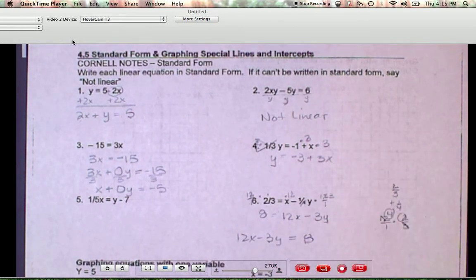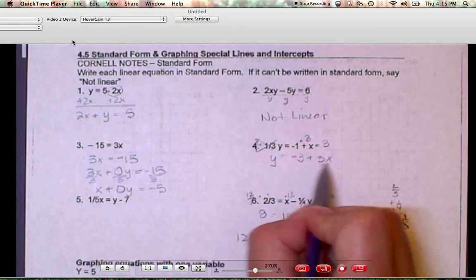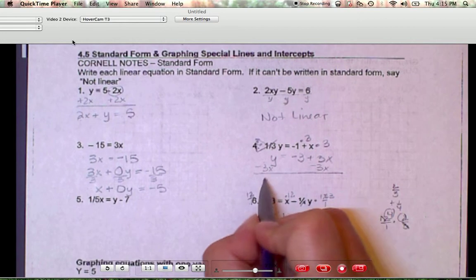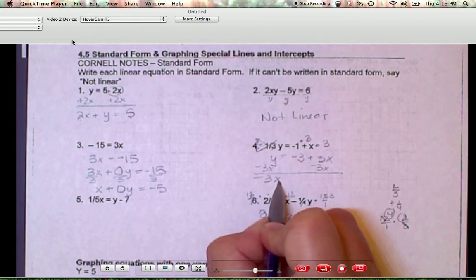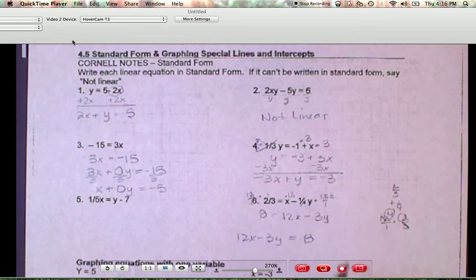So we've gotten rid of the fractions, but it's in the wrong order. We've got to move that 3x over to the left side. So it's a positive 3x, so we're going to subtract 3x. So we get negative 3x plus y equals negative 3.